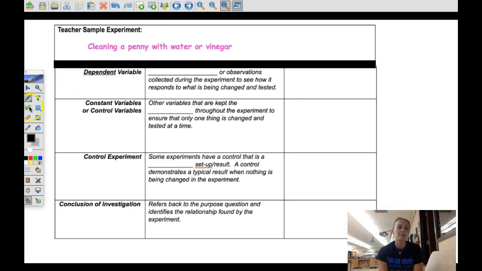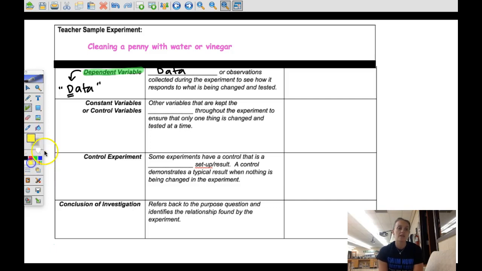So if the independent variable is the variable that I am changing, my dependent variable is actually my data collected. And both dependent and data start with D, just like independent and I both start with the letter I. So a dependent variable is data or observations collected during the experiment to see how it responds to what is being changed and tested.